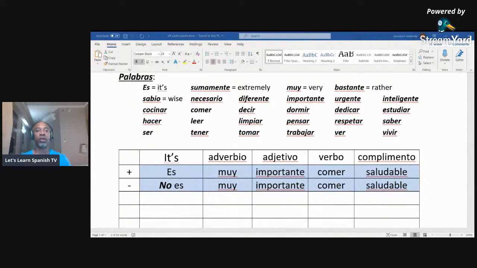All right, so we have positive and we have negative, okay? So what do I mean by positive and negative? Positive, es muy importante comer saludable. It's very important to eat healthy. No es muy importante comer saludable. So, positive, es muy importante. Negative, no es muy importante. Okay? So, how do we make a positive statement into a negative? Simply put no in front of it. Right.